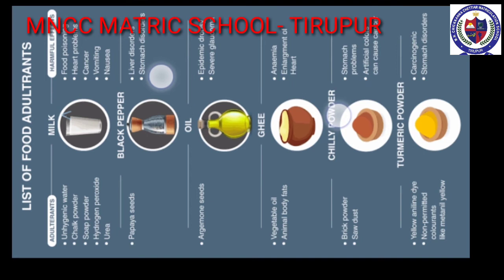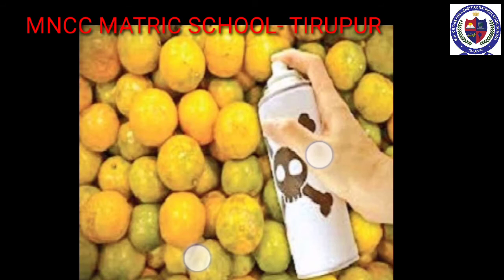Natural adulterants are those chemicals or organic compounds that are naturally present in food. Incidental or unintentionally added adulterants. These types of adulterants are added unknowingly due to ignorance or carelessness during food handling and packaging.